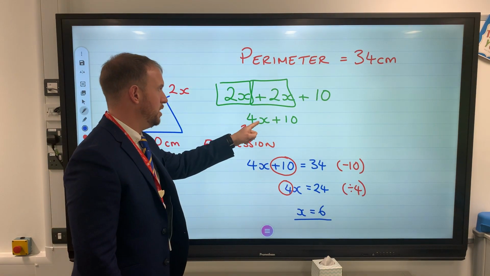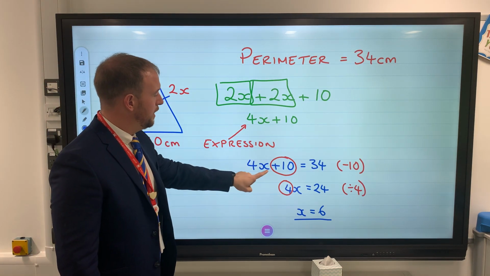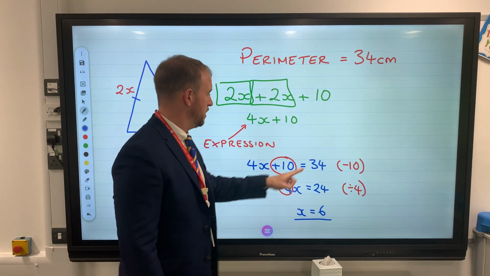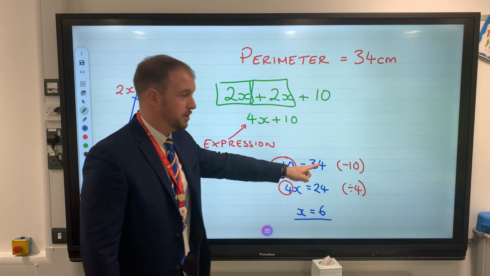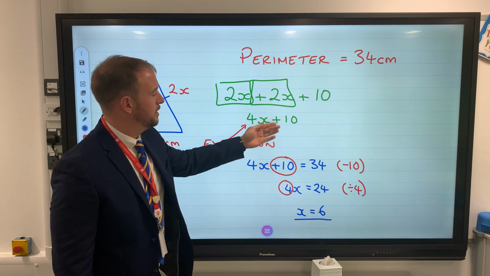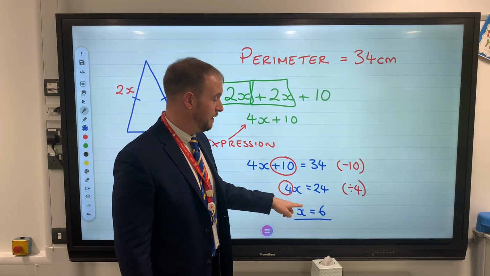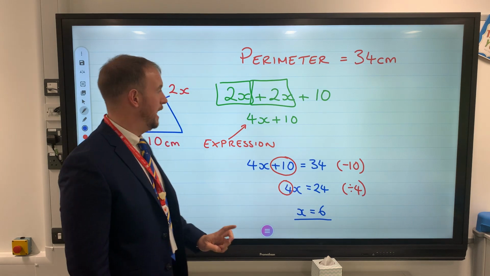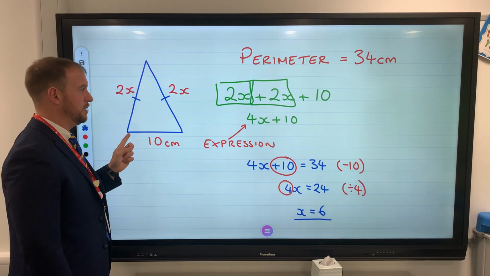So the expression for the perimeter is 4x plus 10. The equation for the perimeter would be the expression equaling the perimeter which they've given you in the question. Then to solve, we've used our inverse operations to find the value of the x. We could use that to calculate the length of each side if we wanted to.